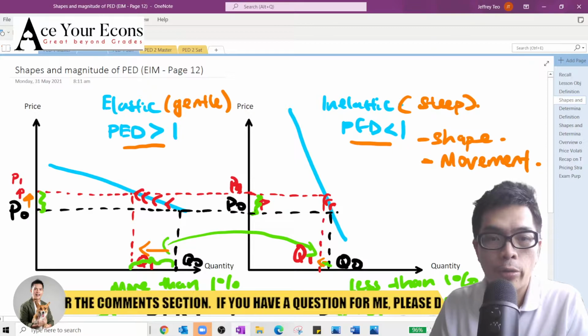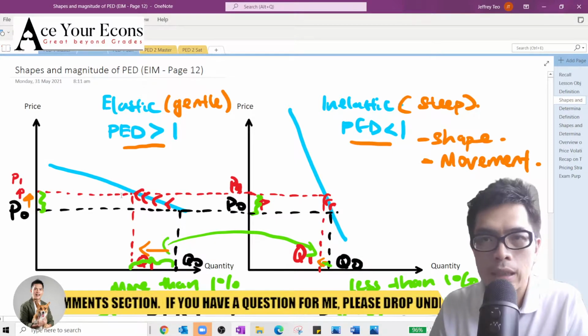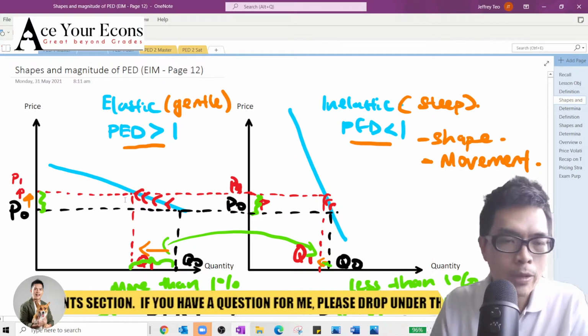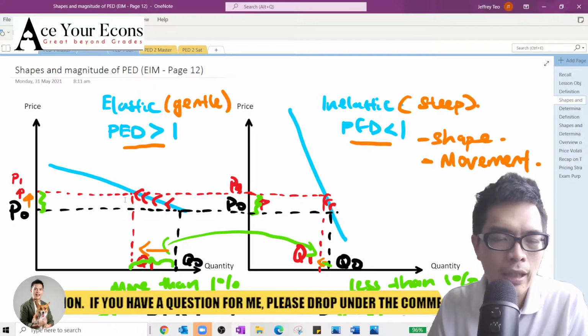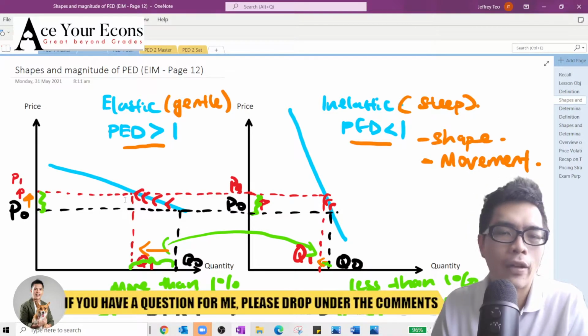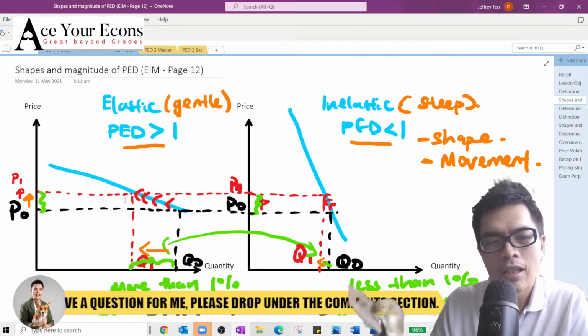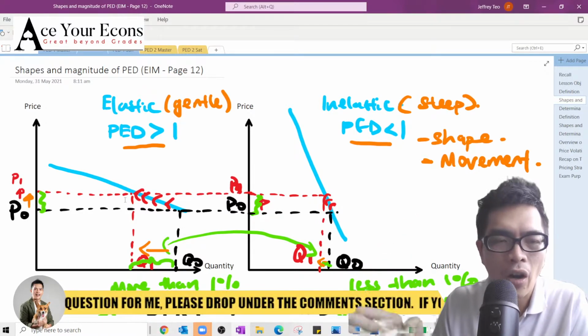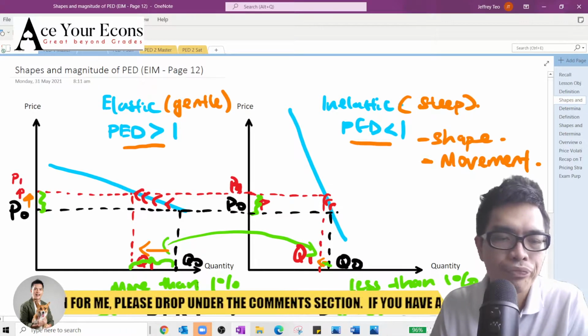Likewise, for ice cream, it will be the one on the left side. PED will be elastic. They will be very responsive to price change. Why? Because you don't consume them on a daily basis. It is a good to have. It's not a must have. So when there's an increase in price, your quantity demanded will fall more than proportionately for non-necessity goods.